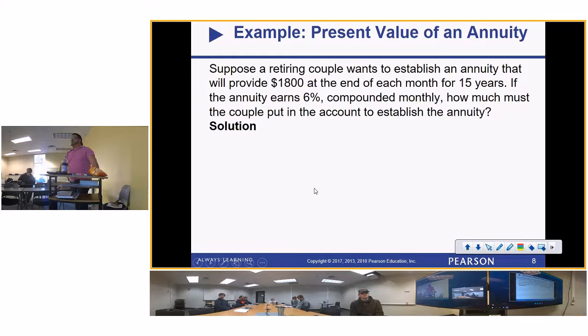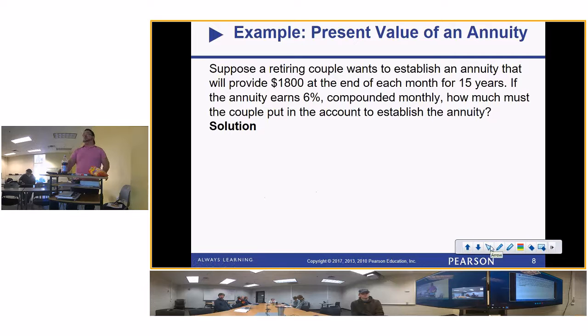So suppose a retiring couple wants to establish an annuity that will provide $1,800 at the end of each month. That means N is equal to 12, and for 15 years, that means T is equal to 15. If the annuity earns 6% compounded monthly, again N is equal to 12, how much must the couple put in the account to establish the annuity?